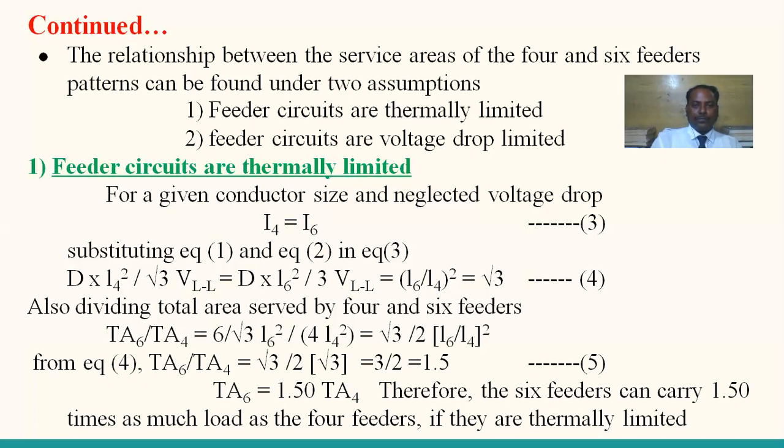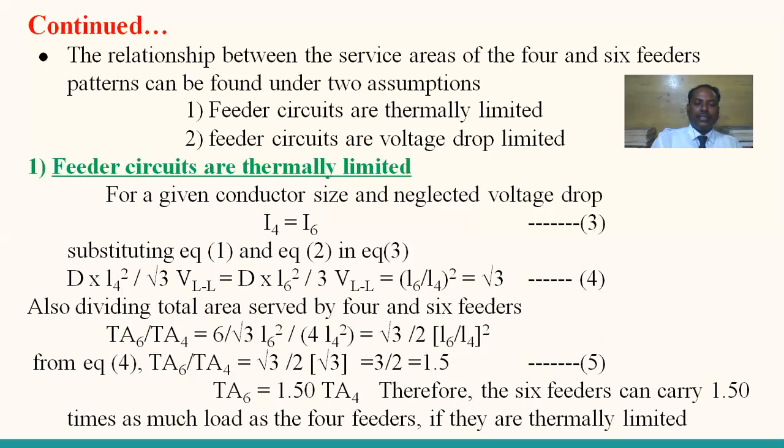First, we are making all these square shaped equations and then hexagonal shaped equations. Then those two are compared with the help of two assumptions. One is the feeder circuits are thermally limited. Another one is feeder circuits are voltage drop limited. So therefore, case one is feeder circuits are thermally limited.